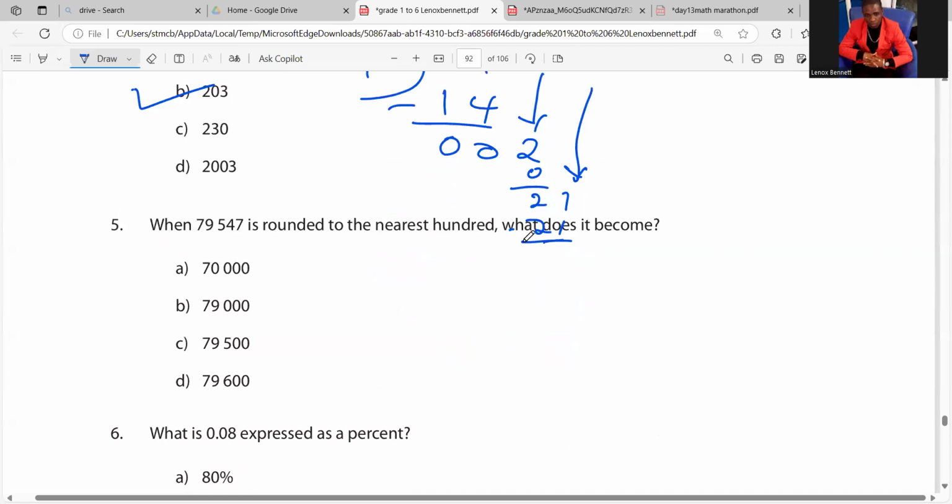All right. When 79,547 is rounded to the nearest 100, what does it become? The nearest 100. Correct, Marson.